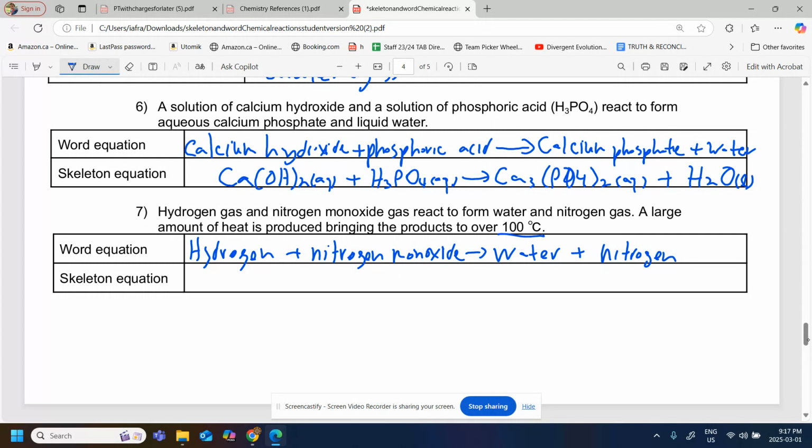Let's take a look. So hydrogen is Hofbrinkel, so H2, plus, here we have to use our naming rules for our covalent compounds, nitrogen monoxide, that's NO, and it says that that was a gas. They produce water. Now because we're over 100 degrees Celsius, that's probably in gas state, plus nitrogen gas, so remember, that's Hofbrinkel, so N2 g. And so that is our skeleton equation for the word equation above.